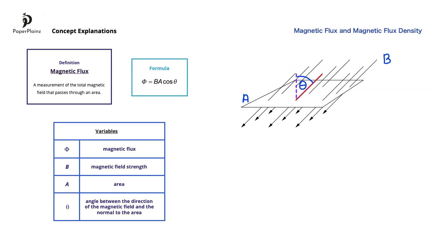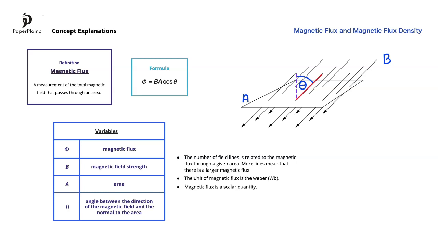Here are a few more key points about magnetic flux. The number of field lines is related to the magnetic flux through a given area. Logically, the more lines pass through an area, the larger the magnetic flux will be. Of course, this is only true if we compare lines that cut a given area at the same angle. The unit of magnetic flux is the Weber, and magnetic flux is a scalar quantity.